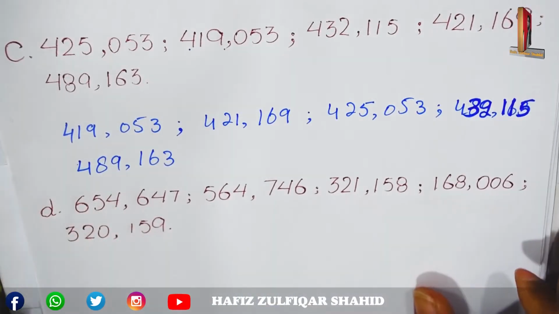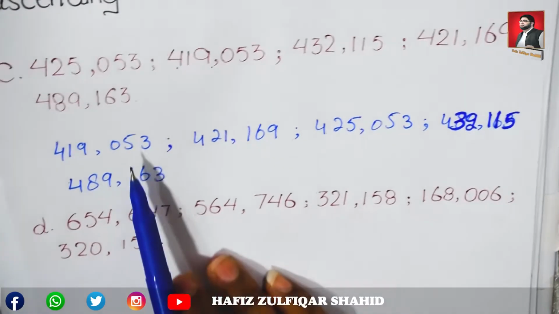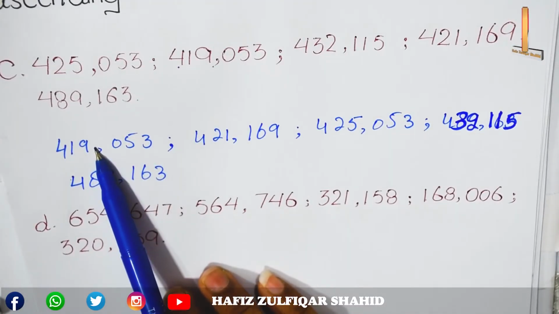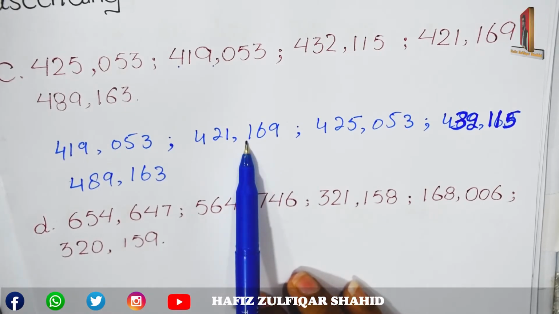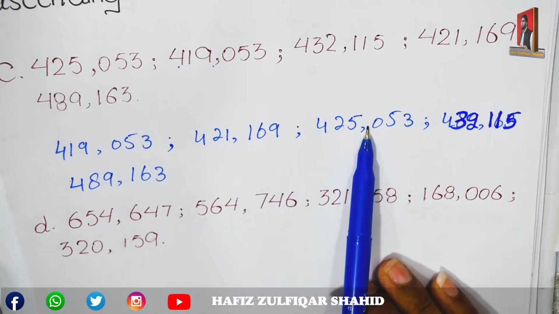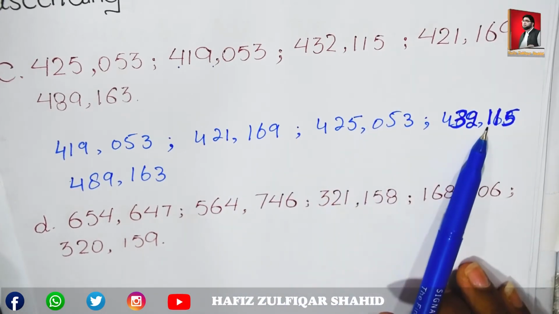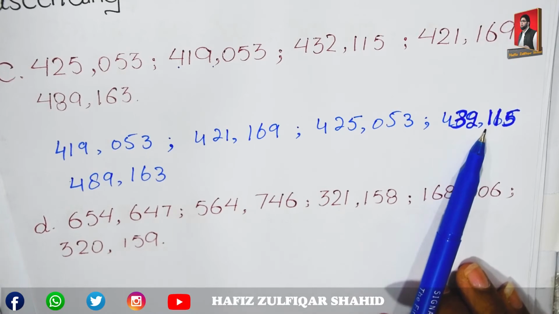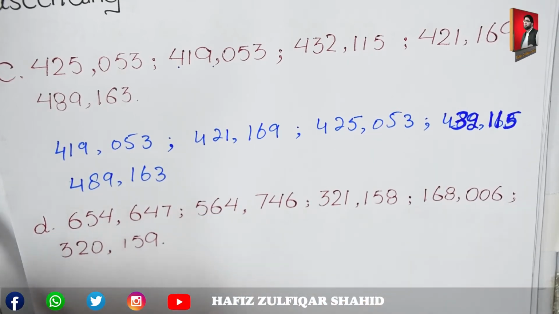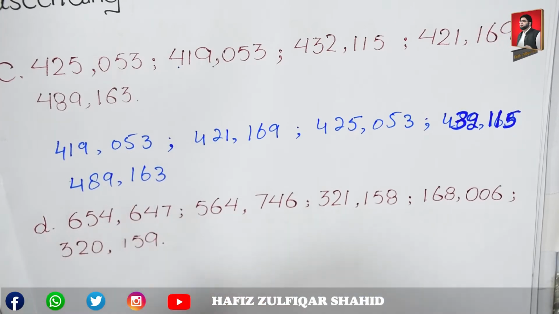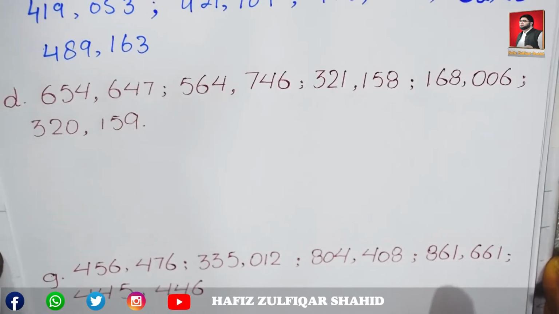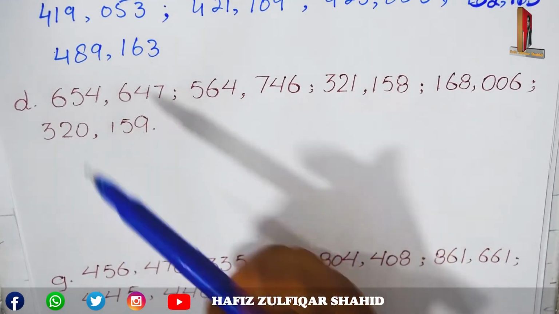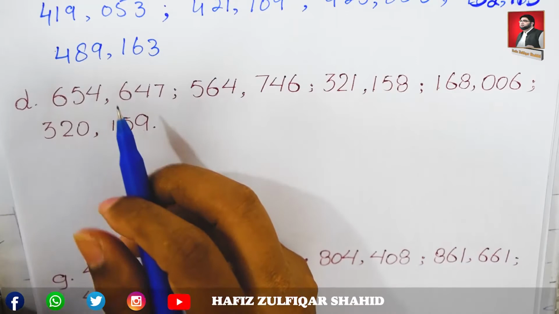See students, first we have written the smallest value, then the smallest from the remaining values, then the smallest from the three remaining values, then if we compare the two values, at the end the greatest value. With the same process we can solve the whole exercise. Let's practice another question.